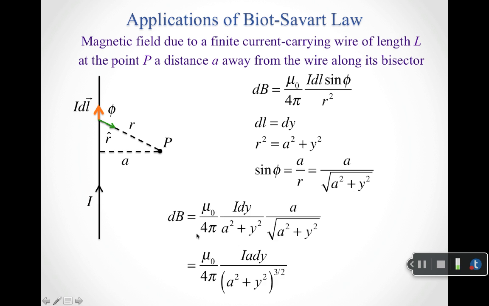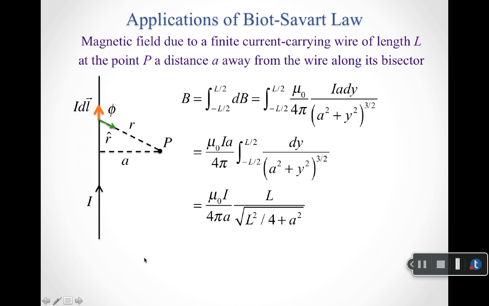When I do that, there's my mu naught over 4 pi, there's I, now I've got dy over a squared plus y squared, times my sine term, which is a over the square root of a squared plus y squared. And again, I simplify this down, so I've got mu naught over 4 pi, I, a, dy over a squared plus y squared to the 3 halves. So this is the expression that I now want to go integrate.